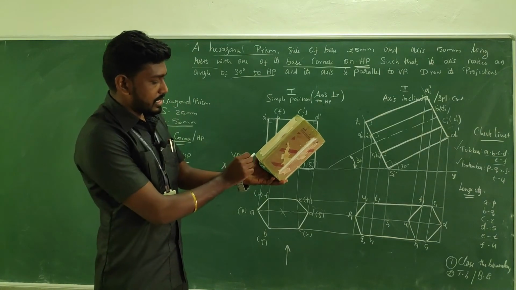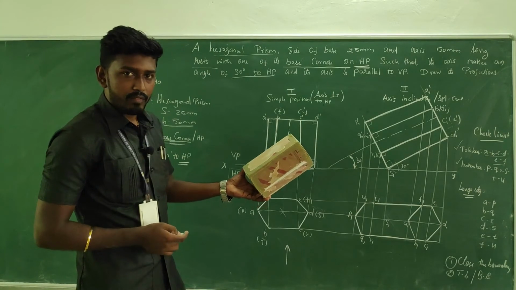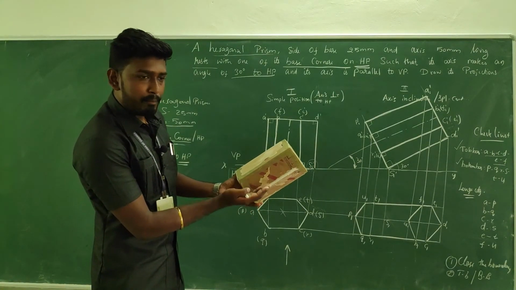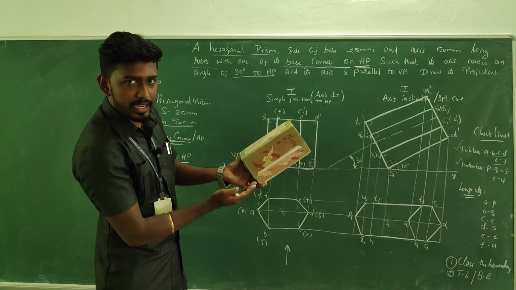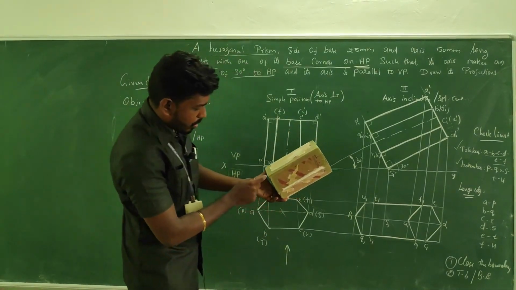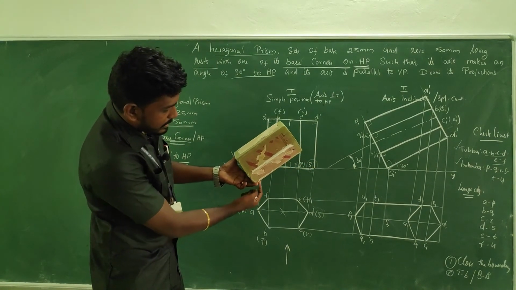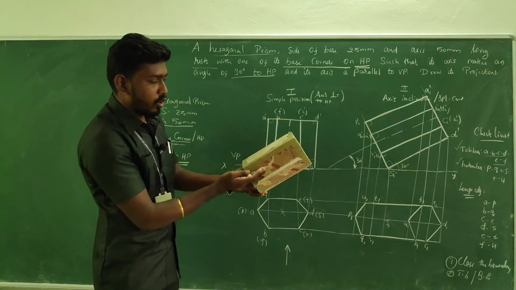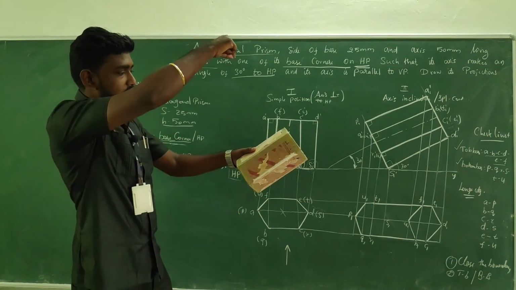We have notated these as P, Q, R, S, T and U. When it is inclined, the portion which is lying below the axis, we can call it the invisible one. That means the connections of Q, R and T will be invisible. The portion which is lying below the axis will be invisible when you are looking from the top.